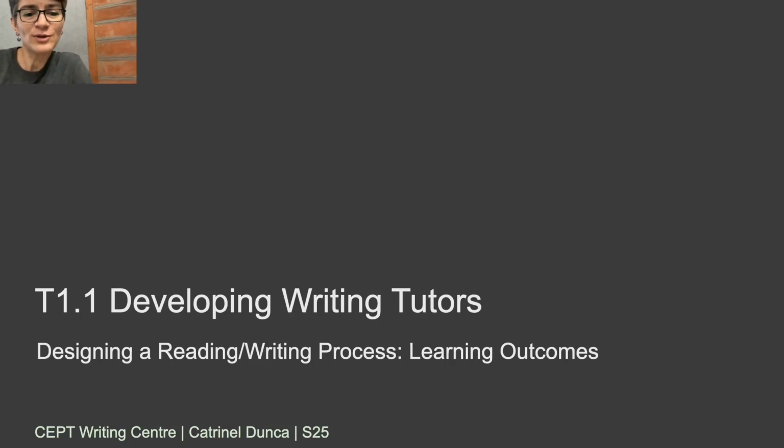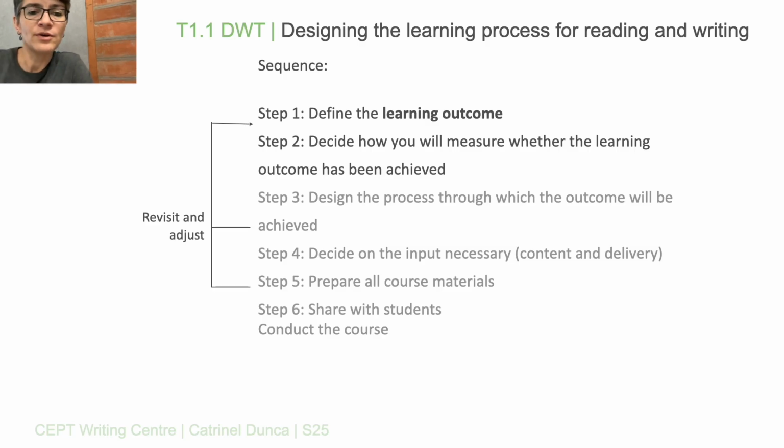We are now ready to look at the first step in designing a reading or writing process for our students. And we start, as we decided earlier on, with learning outcomes. So we figure out how we need to define the learning outcomes, and side by side, obviously, we will also need to decide how these learning outcomes are to be measured.